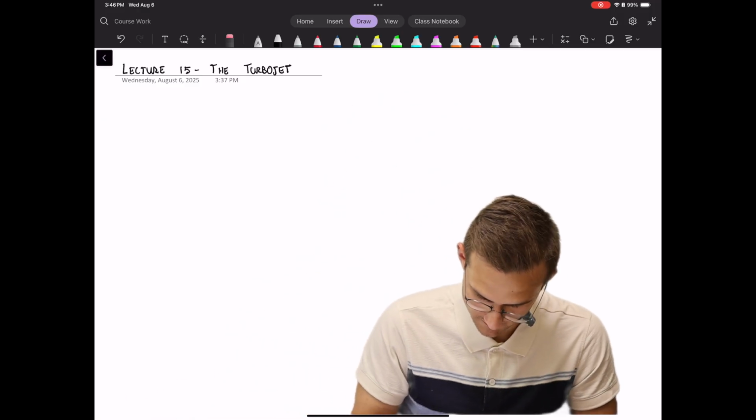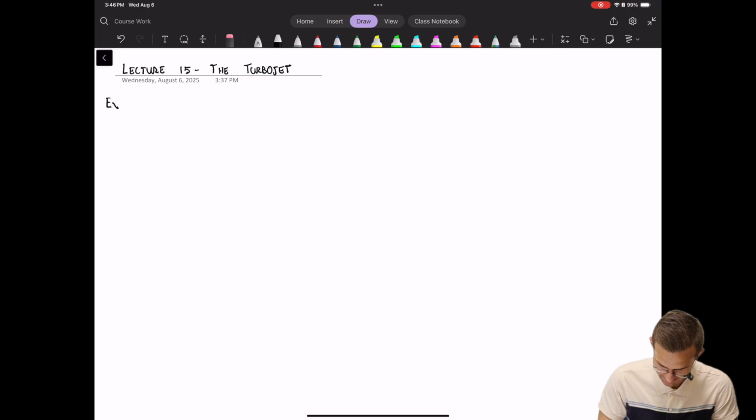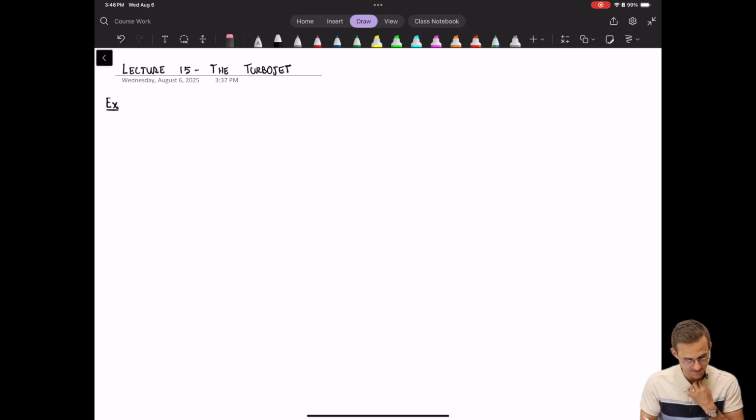The first iteration of this class, I actually didn't even have these examples because I was in such a hurry at the end of the course. But I think it is important that you guys have at least one example of each of these propulsion systems, especially for the homework. It'll help you get through those.